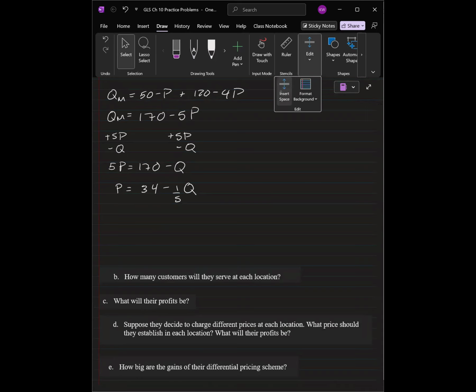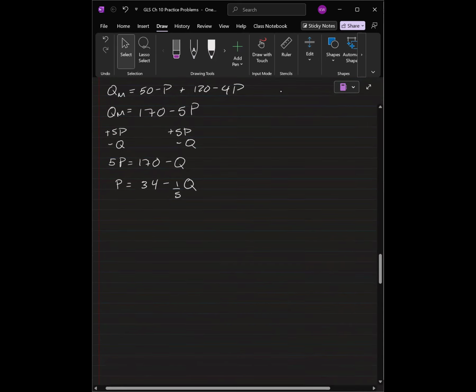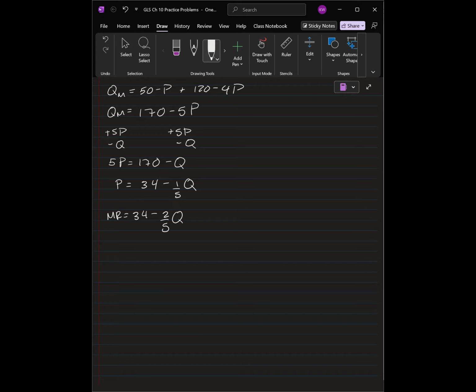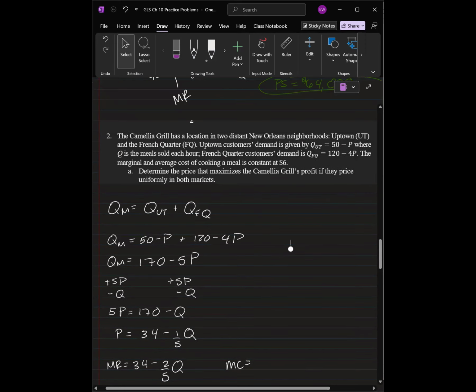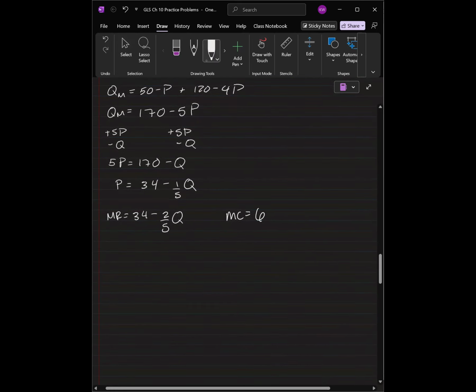Because Camellia Grill is operating as a monopolist, right? They are the only ones serving their types of food. We're going to solve for their marginal revenue by doubling the slope on their demand curve, which is 1/5. So 1/5 times 2 gives us 2/5. So their marginal revenue is equal to 34 minus 2/5 times quantity. We also need to know their marginal costs, which was given to us at the beginning. Both their marginal and average costs are constant at $6. So marginal cost is 6.